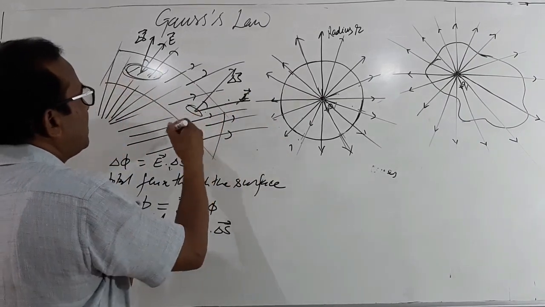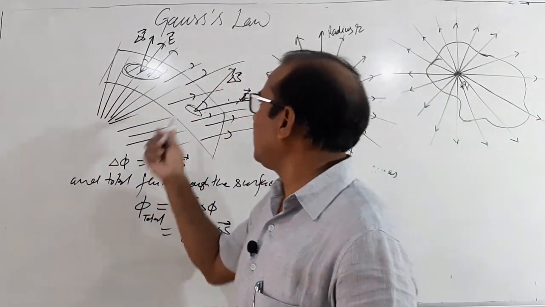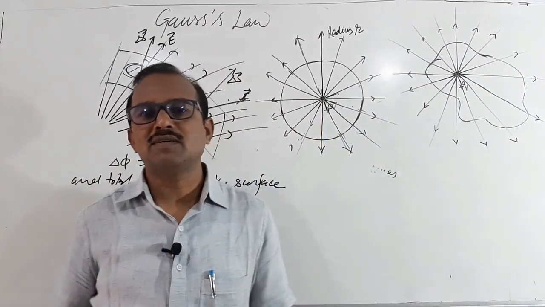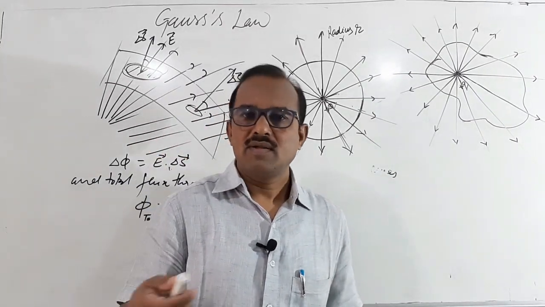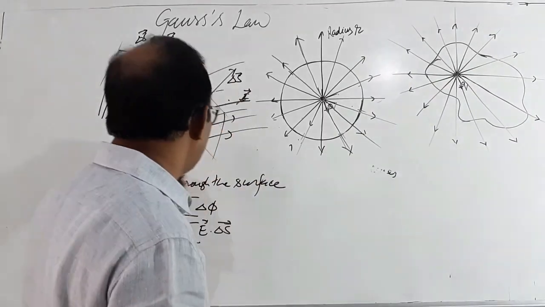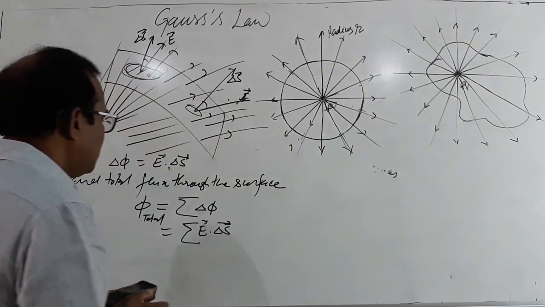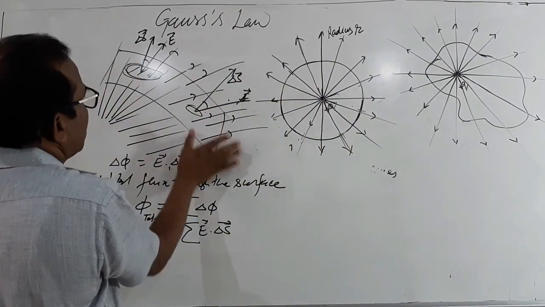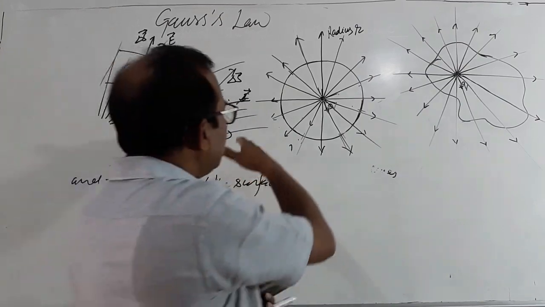So the angle between the normal to the surface, meaning the area vector, and the direction of the electric field may vary from location to location on the surface, depending upon the shape of the surface and the source of the field. So this is how much total flux. Total flux through the whole surface is this.